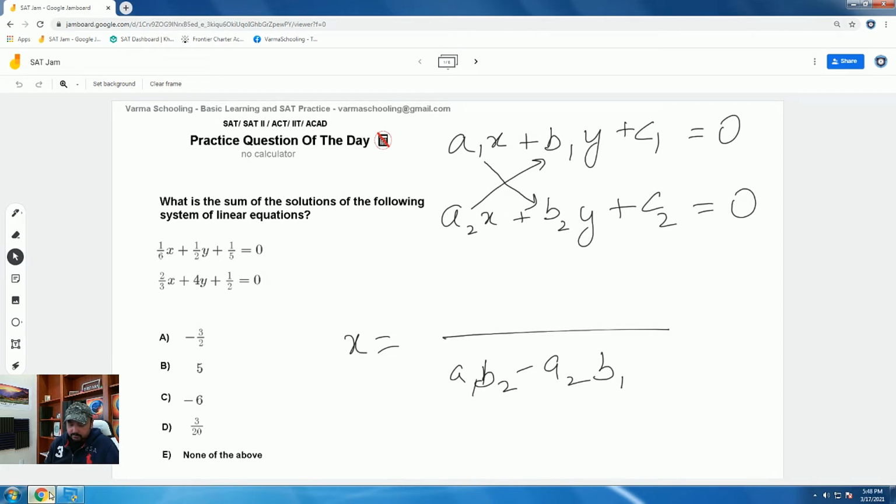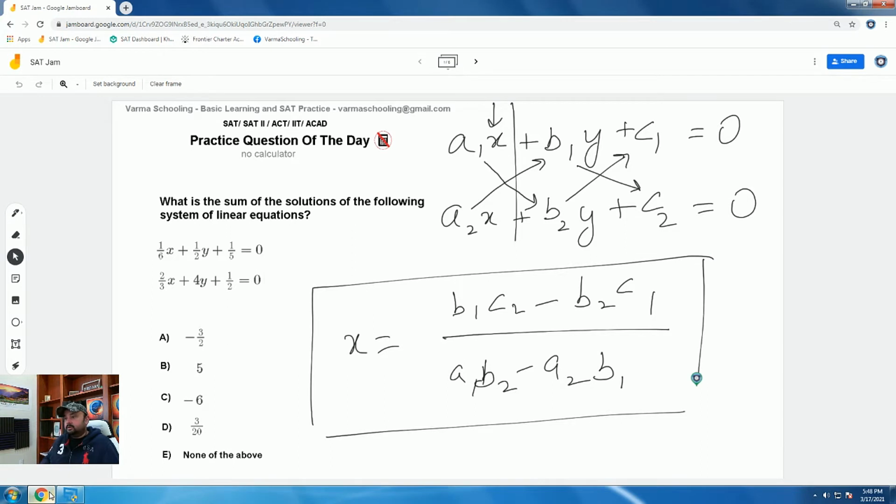To get the value of the numerator, if you're looking at the x section, just cover this x line and then just do b1 c2 minus b2 c1. So b1 c2 minus b2 c1. Boom. That's it. And that's your value for x.